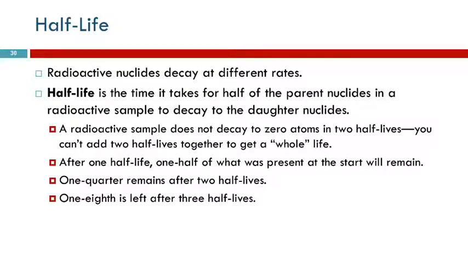So this decay happens at different rates for different types of nuclides or radioactive isotopes. Some decay very, very quickly. Others decay incredibly slowly. So the quantifying thing for that is called half-life. Half-life is how long it takes for half of the parent nuclides in that sample to decay to the daughter nuclides. So for half of the sample to decay, that's the half-life. So after one half-life, you have half as much of that original material. Another half-life cuts it in half again.